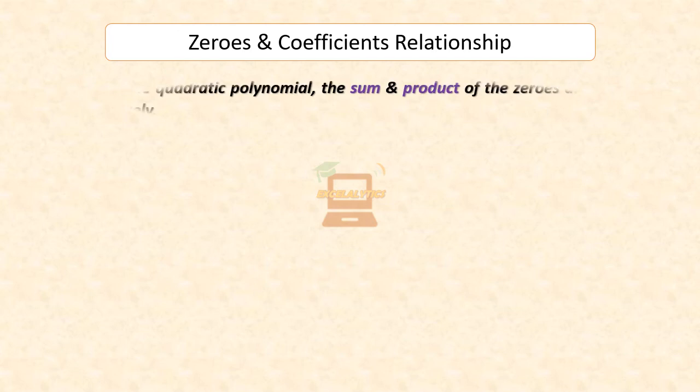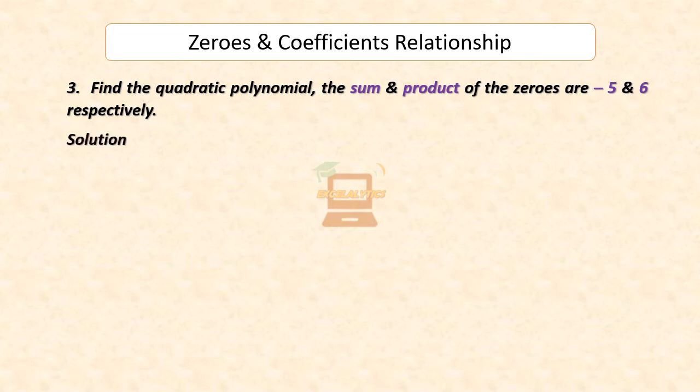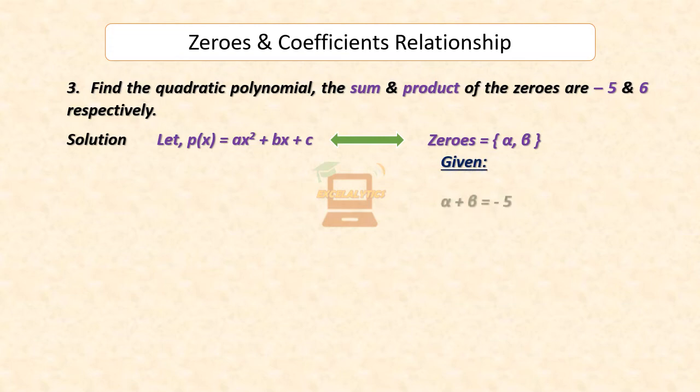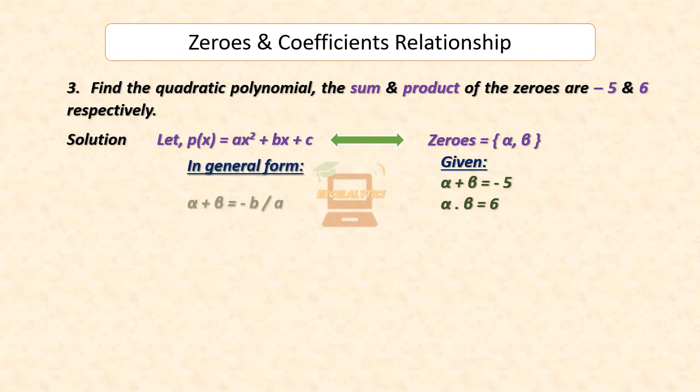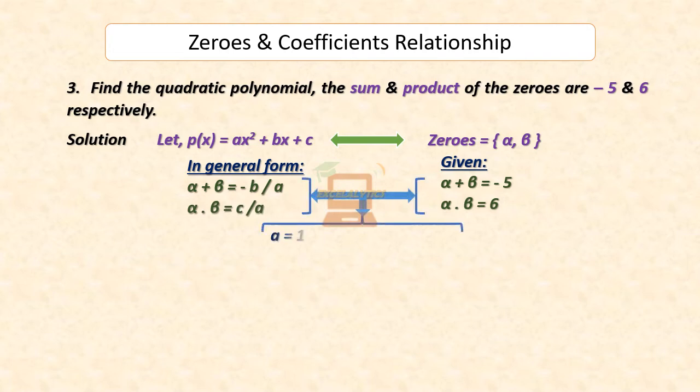Find the quadratic polynomial, the sum and product of whose zeros are minus 5 and 6, respectively. Let us assume the quadratic polynomial be ax squared plus bx plus c, and its zeros be alpha and beta. We have alpha plus beta as minus 5, alpha times beta as 6. In the general form, sum of zeros will be minus of b by a, and product of zeros will be c by a. In its simplest form, a is 1 implies b is 5 and c is 6.